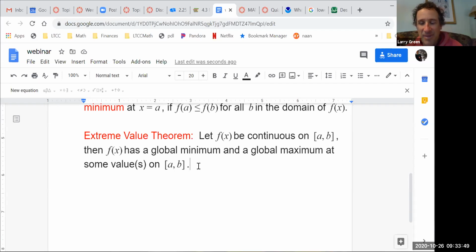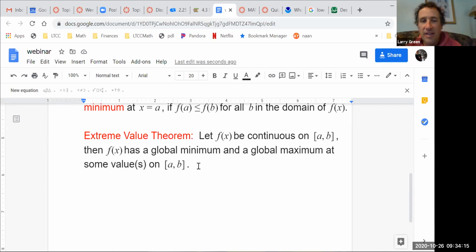But it's pretty easy to look at graphs and say, yeah, it must be true. But to prove it is actually very difficult. So I'm not going to. Sound good? Which means you're not responsible for even vaguely understanding the proof. But you are responsible for knowing it's true, that if you have a continuous function between A and B, including A and B, then there's always a global max and a global min for that function.